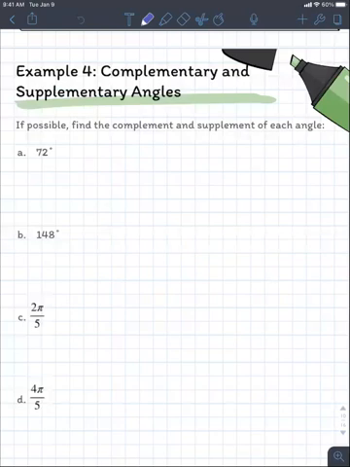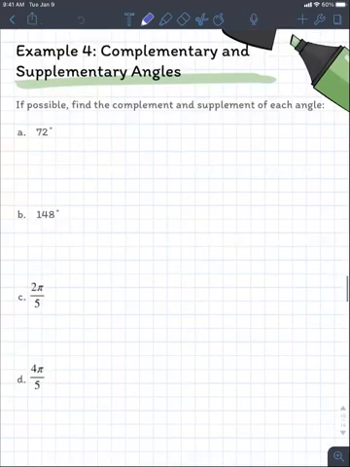Okay. So if they're in degree measure, we're going to want them to add up to be 90 for a complement and 180 for supplement. Remember, they do have to both be positive. And then in radians, we want this to add up to be pi over 2, or pi for supplementary. So for A and B, the complement and supplement will be in degrees. For C and D, the complement and supplement will be in radians.